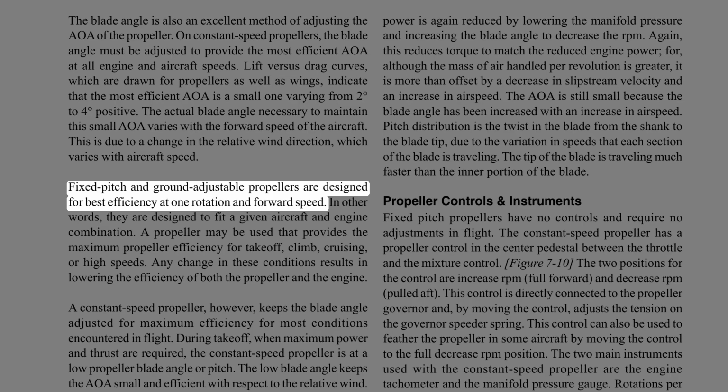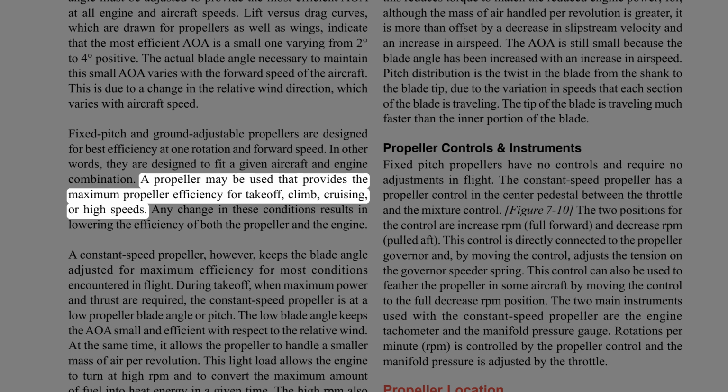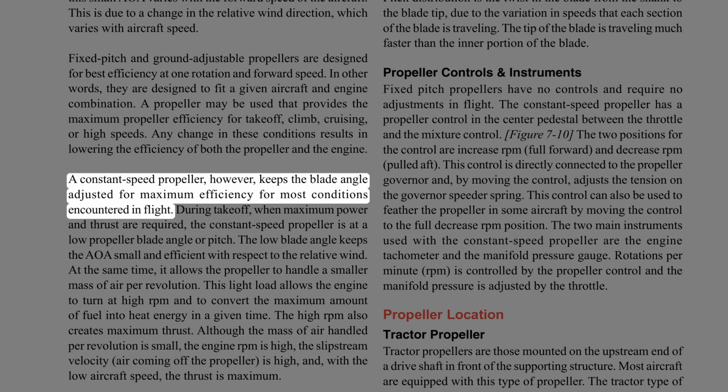Fixed pitch and ground adjustable propellers are designed for best efficiency at one rotation and forward speed. In other words, they are designed to fit a given aircraft and engine combination. A propeller may be used that provides the maximum propeller efficiency for takeoff, climb, cruising, or high speeds. Any change in these conditions results in lowering the efficiency of both the propeller and the engine. A constant speed propeller, however, keeps the blade angle adjusted for maximum efficiency for most conditions encountered in flight.